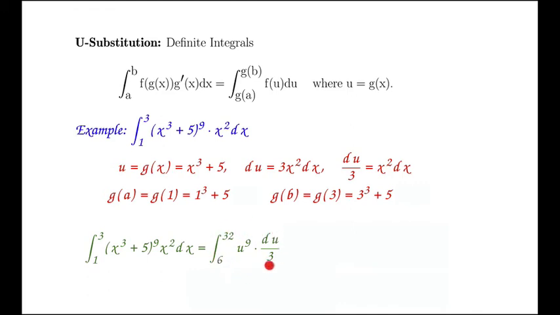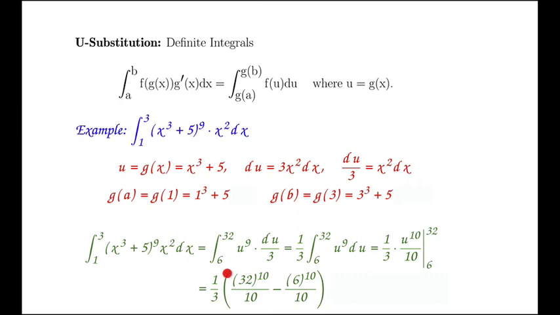This is a much simpler integral to figure out because we can figure out an antiderivative for u to the 9th. We can pull the 1/3 out in front. Integral from 6 to 32 of u to the 9th du. That's just 1/3 times, using our formula for antiderivative here, it's u to the 10th over 10. We need to evaluate between 32 and 6. So we have 1/3, that's out in front of everything.